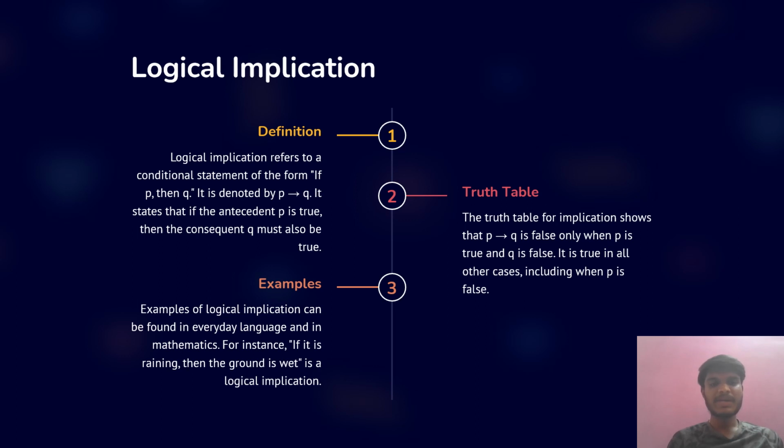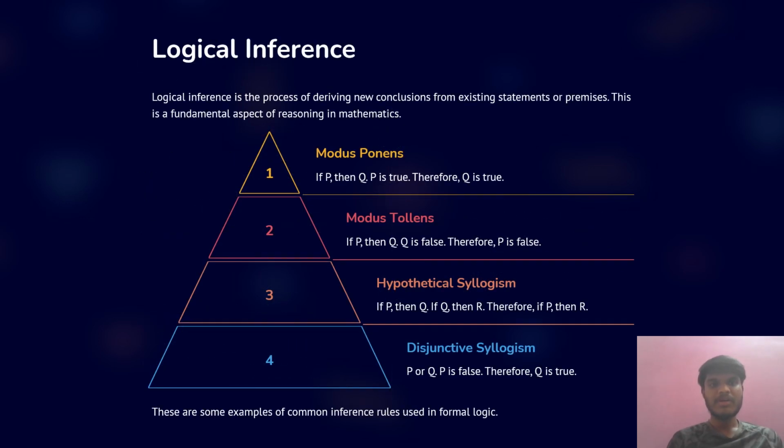Examples of logical implication can be found in everyday language and in mathematics. For instance, if it is raining, then the ground is wet. It is a logical implication. Logical inference. It is the process of deriving new conclusions from existing statements or premises. This is a fundamental aspect of reasoning in mathematics.